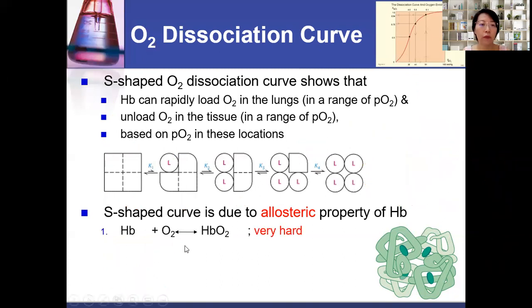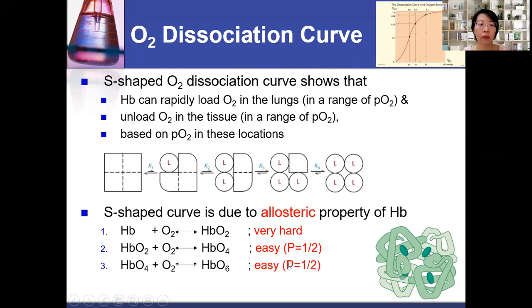Okay, so first oxygen to enter, very hard because it's 0 out of 4. Second, after the first oxygen enters, second enter is easy. 2 out of 4 is 1 out of 2. Third oxygen to enter is also 2 out of 4, 1 out of 2. Fourth oxygen to enter is hard, 1 out of 4. So this is very hard and this is hard. Okay.